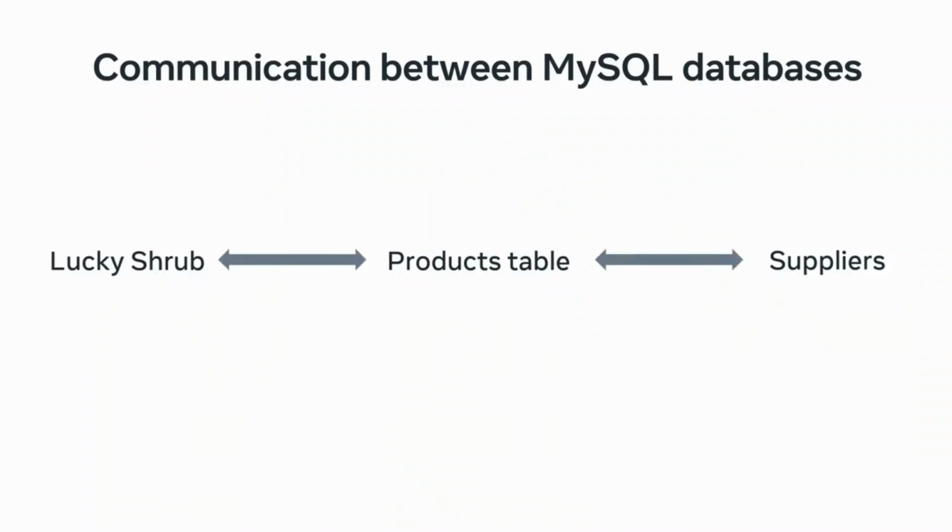For example, Lucky Shrub suppliers also use MySQL to manage their data. So, Lucky Shrub can keep their suppliers up to date with information on their stock levels by sending them data from the products table in their database.